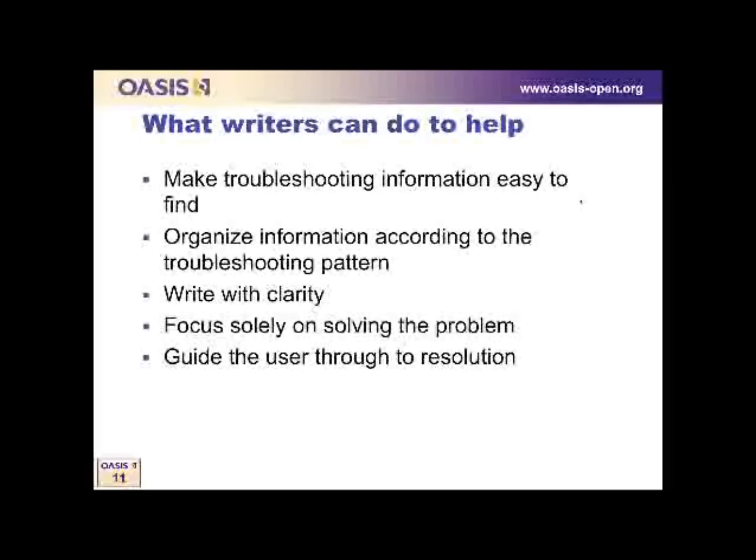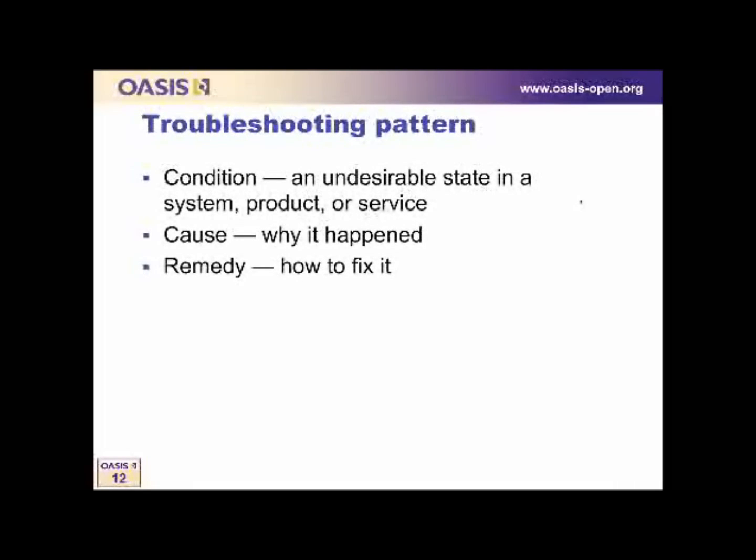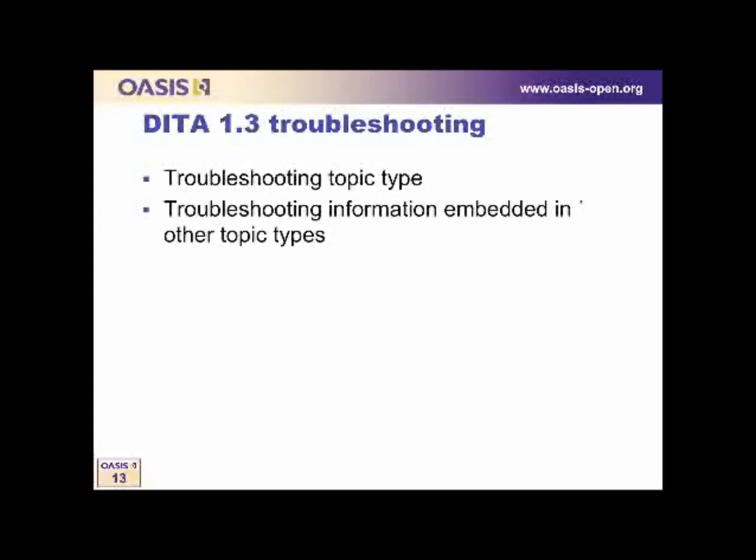There might be so many possibilities that could have caused a problem that the focus is really on the problem solution. And you want to guide the users through to the resolution of that problem as quickly as possible. So, the troubleshooting pattern, the way we have structured it in the troubleshooting documentation information type in DITA 1.3, follows this structure. First, we asked you to define a condition. What is the undesirable state in the system, in the product, in a service? What caused it? And then, of course, how do you fix it?